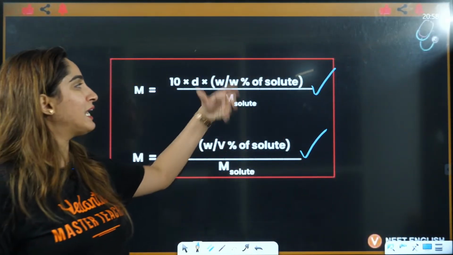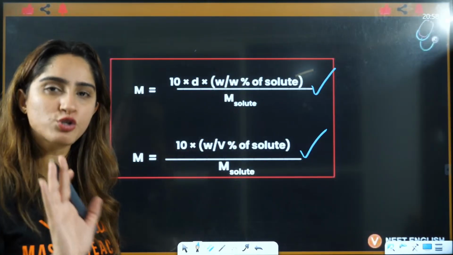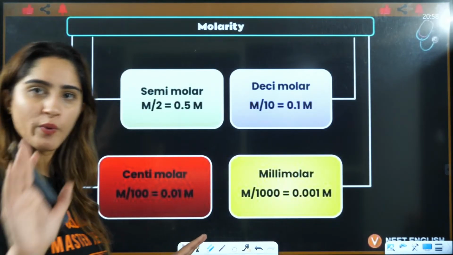You can also decode weight by weight percentage, then calculate the value of molarity. I'll also show you some questions on that. Don't worry, I'll do the question without using the formula, okay?